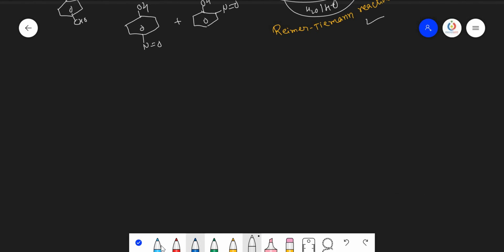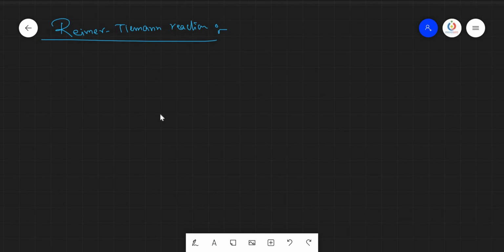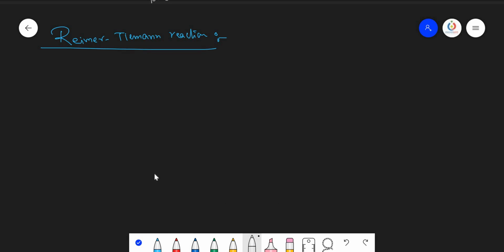Next, let us see the Reimer-Tiemann reaction separately. I am explaining the Reimer-Tiemann reaction, and do not learn this reaction by heart. The mechanism is important for this reaction. That's why I will explain the reaction mechanism. So we know that we take the phenol, it is treated with chloroform and NaOH or KOH. This is step 1.